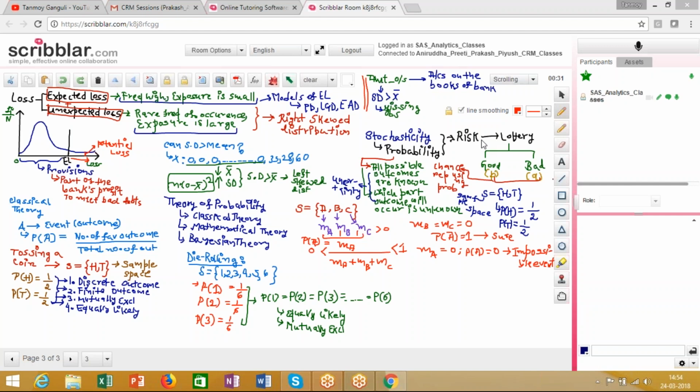Now, let us first think about what will happen if the first assumption is violated. For example, instead of having the sample spaces H, T or 1, 2, 3, 4, 5 and 6, what I have is a set S, which takes values between 0 and 1.